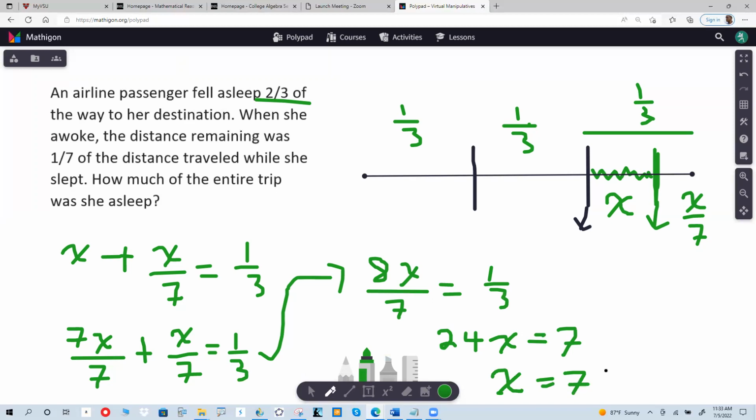And that's your answer because you assumed that the whole trip was one unit long. It was cut into 3 parts, 1/3, 1/3, 1/3. All the action took place in the third section. And the relationship between these 2 parts is the last part is 1/7 of this part X. And this is your answer, 7/24. So there is a problem that we did from your exam 1. Make sure you know how to do it. You're going to see it again.